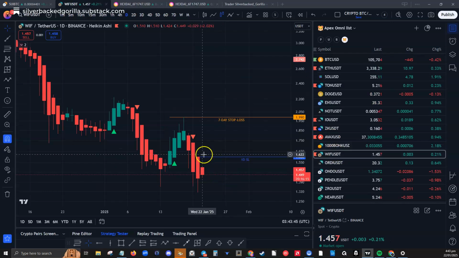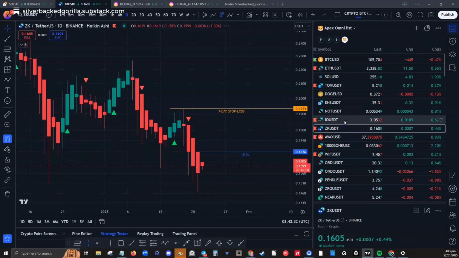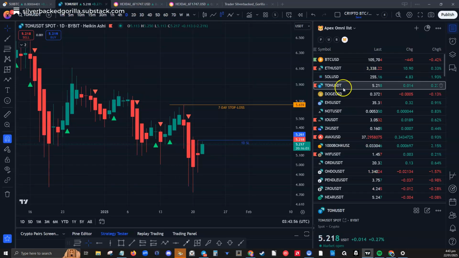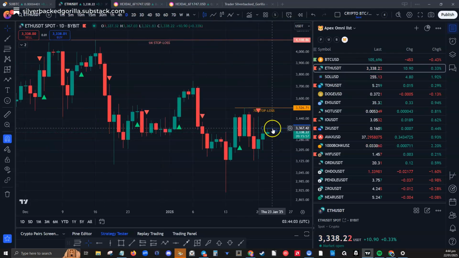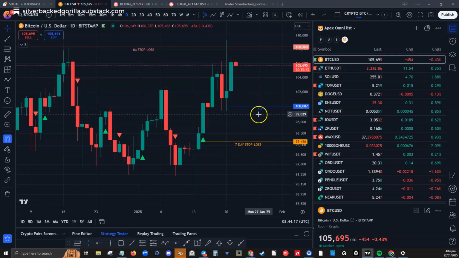So we got WIF is bearish, AVAX bearish, ZK bearish, IOU bearish. Ton is bearish. Probably a good entry there if that actually works out. Look what's going on here. Look how close that's getting, and it's getting rejected. Maybe it goes through, who knows? But the stop loss is so close, it's worth a shot. And BTC stop loss down here.